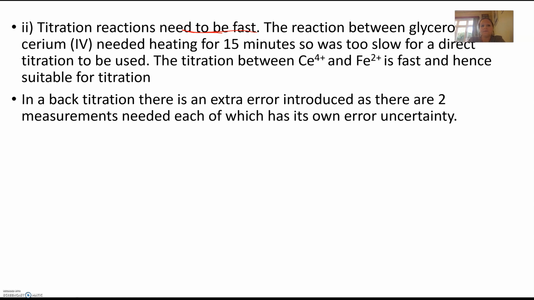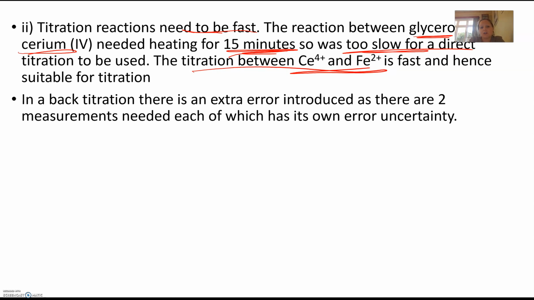So therefore, the reason why we did a back titration is because if you read the steps, the glycerol and the Ce4+ needed to be heated for 15 minutes. So that's too slow for a direct titration to be used, okay? Far too slow just to expect that to be able to get accurate results. And so therefore the titration between these two is a lot faster and a lot more suitable.